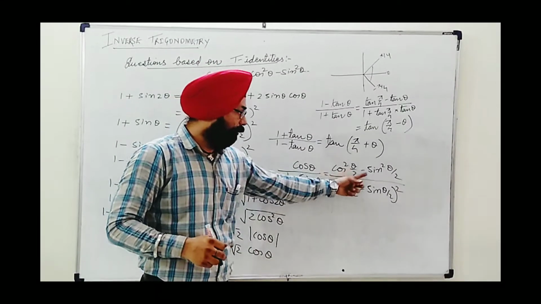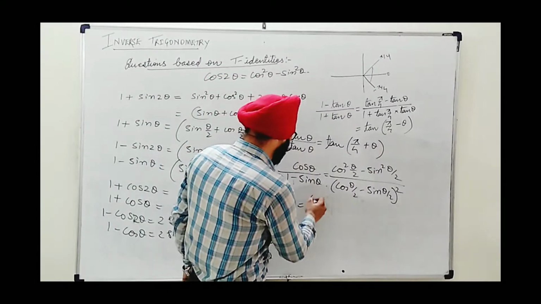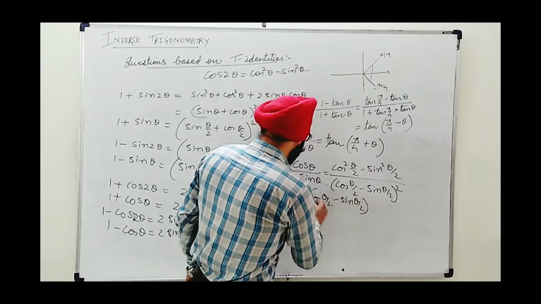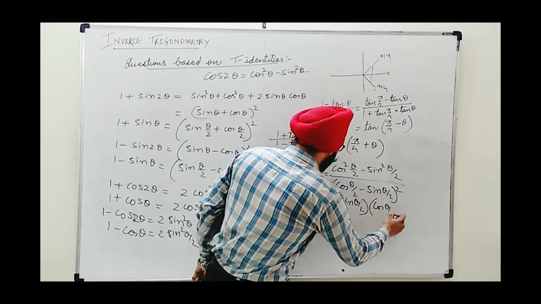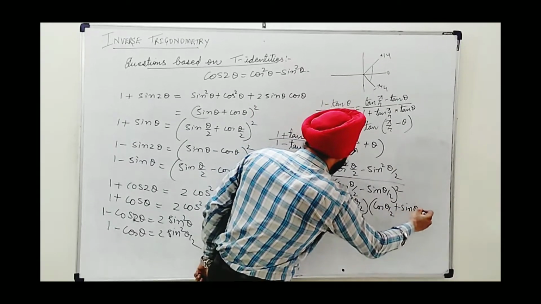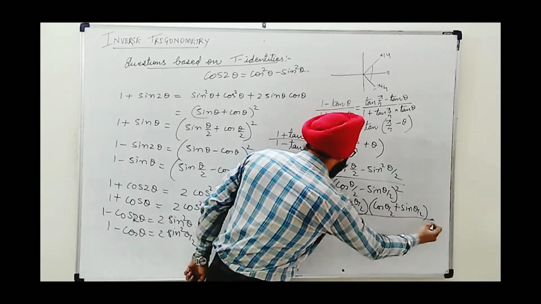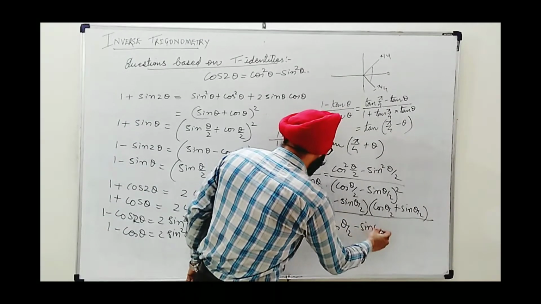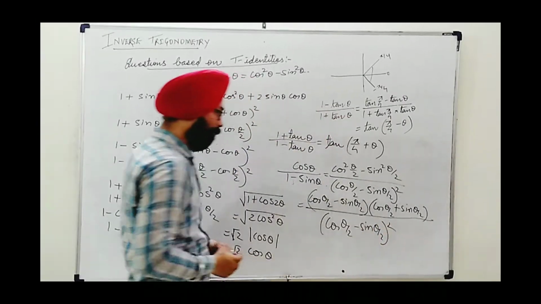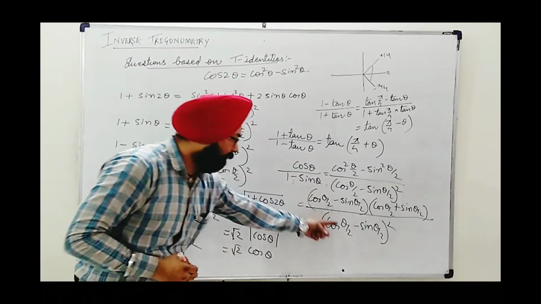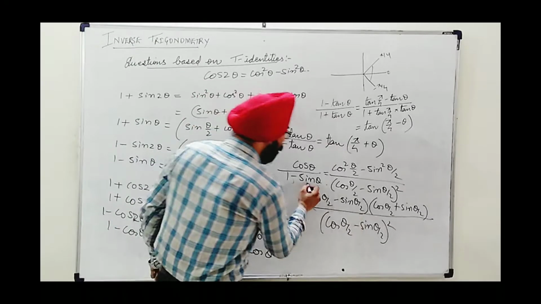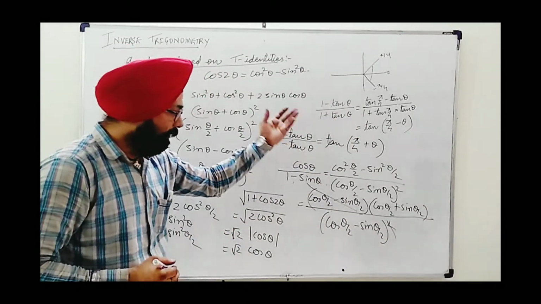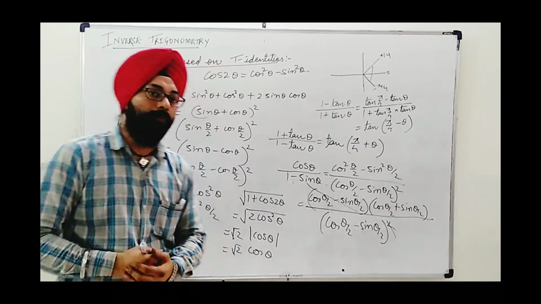Above we are having a square minus b square. So this can be opened by the identity a plus b, a minus b, as cos theta by 2 minus sin theta by 2 times cos theta by 2 plus sin theta by 2. In the denominator this remains as it is, cos theta by 2 minus sin theta by 2 whole square. Now you can see the first bracket is similar to the denominator. These two can be cancelled out. We are left with cos theta by 2 plus sin theta by 2 upon cos theta by 2 minus sin theta by 2.